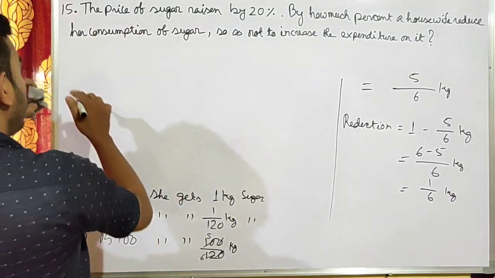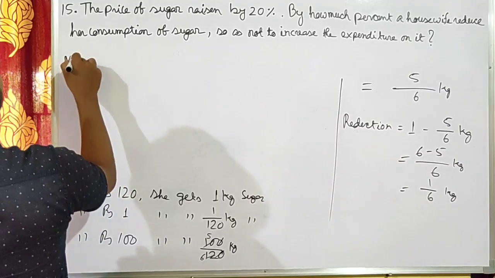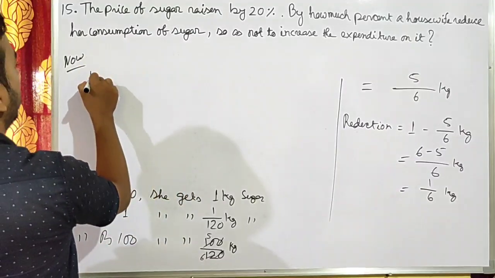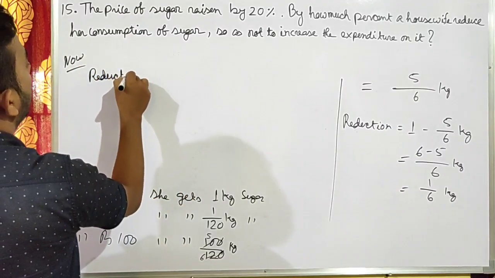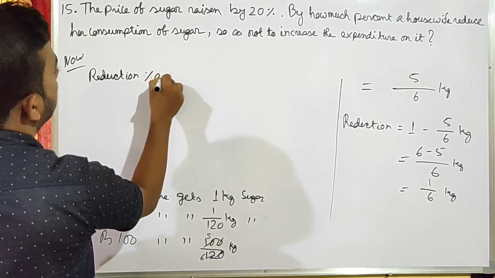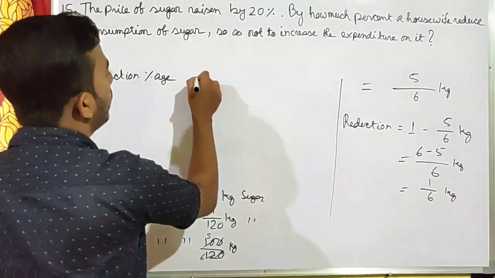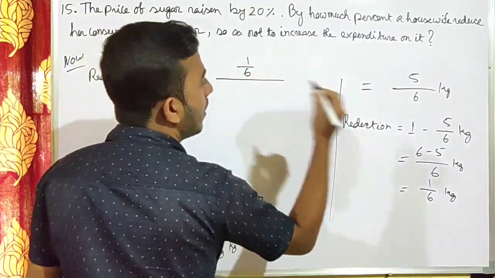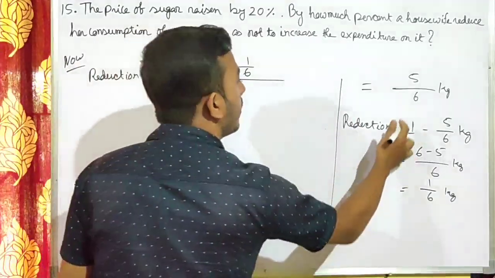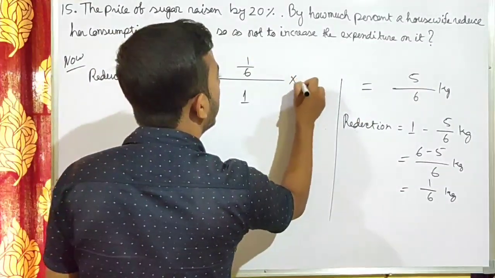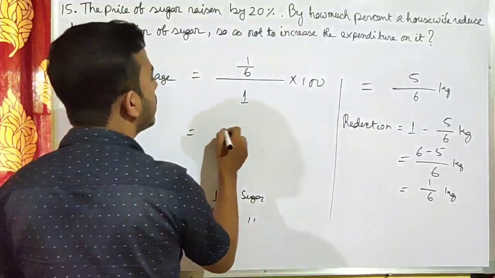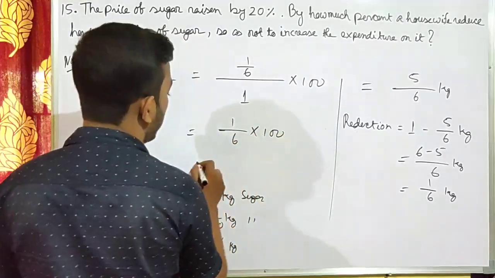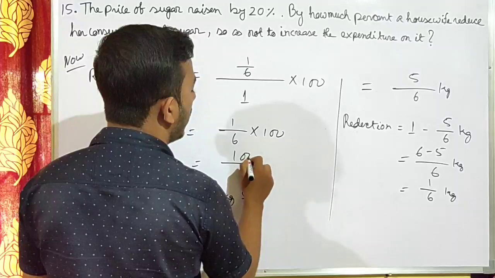So now we'll write the reduction percentage. It will be the decreased amount, which is 1 by 6, divided by the total amount, which was 1, into 100. So 1 by 6 divided by 1 is 1 by 6, into 100. Numerator into numerator, it will be 100 divided by 6.